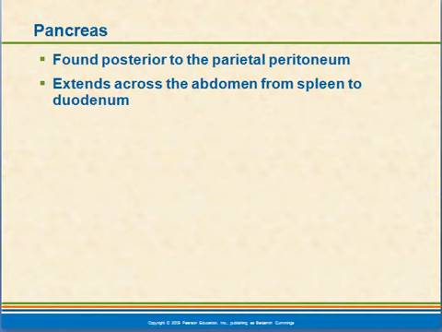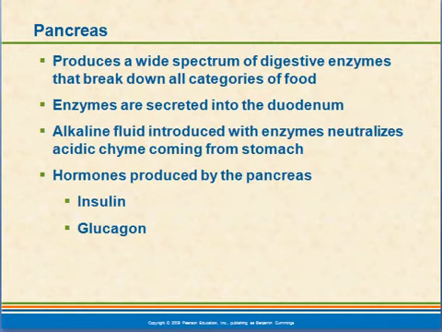First off, the pancreas makes what we call digestive juice. It's just a wide spectrum of enzymes. There's amylase that breaks down sugars, lipase that breaks down fats, proteases that break down protein, and this fluid is also basic in nature, which helps neutralize the acidity coming from the stomach.